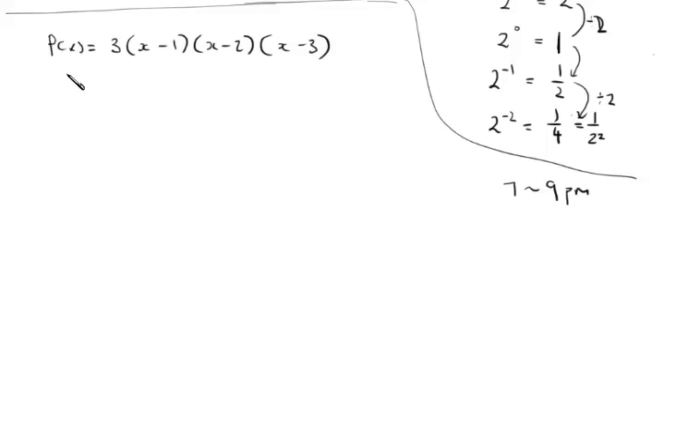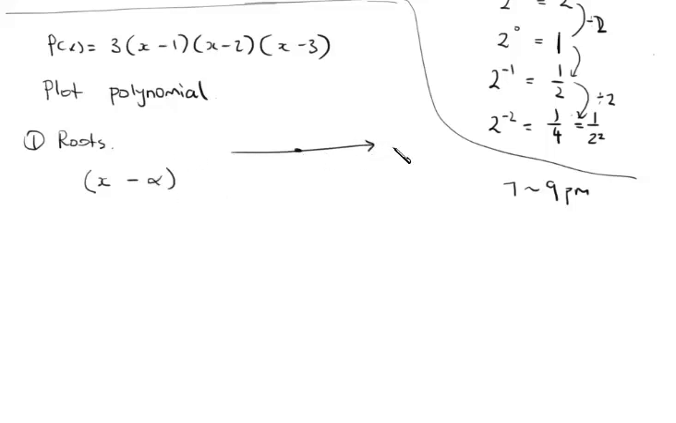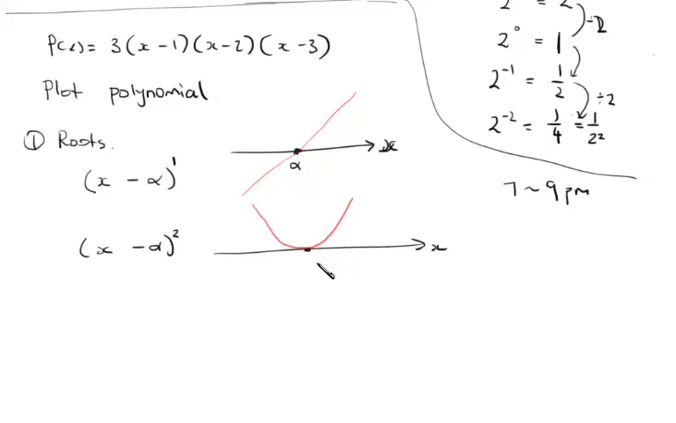Okay. So in order to plot a polynomial, it's very easy. You just have to know a few things. First, you need to know the roots. In this case, it's 1, 2, 3. If you have x minus alpha, and this is the x-axis, alpha is a root. If it's the power 1, then the graph will pass through in a linear manner. Now, if you have x minus alpha squared, then the curve will bounce off this alpha, either from above or from below.